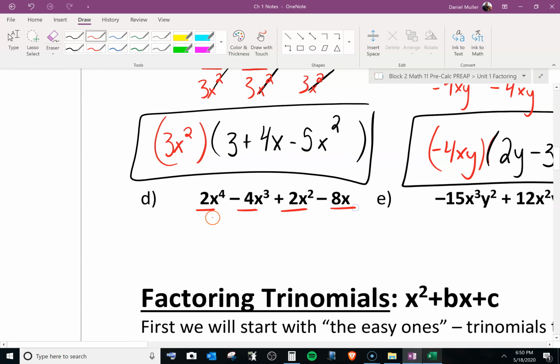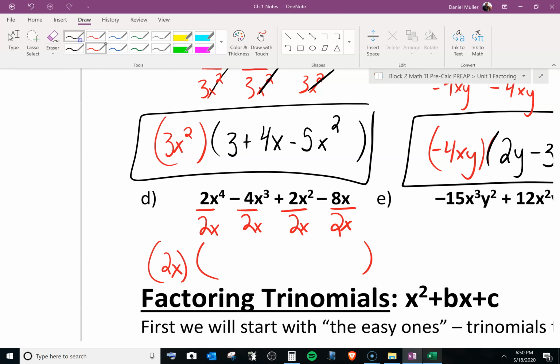These can be divided by 2. So 2 can come out of all of these. x to the 4th, x cubed, x squared, and x. The smallest is an x, so we can definitely take an x out of all of them. So if I take a 2x out, if I divide a 2x out, 2 over 2 is 1. x to the 4th over x is an x cubed remaining. Negative 4 over 2 is negative 2. x cubed over x is an x squared remaining.